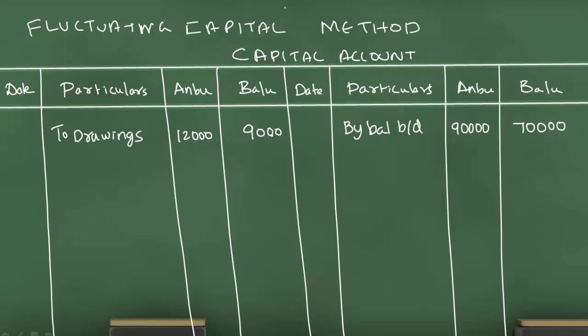And when they draw, it reduces their capital, and interest on drawings will also reduce the capital because that is also part of drawings. So we'll write, to interest on drawings. And what is the amount? Interest on drawings is what we have. It is 360 and 270.